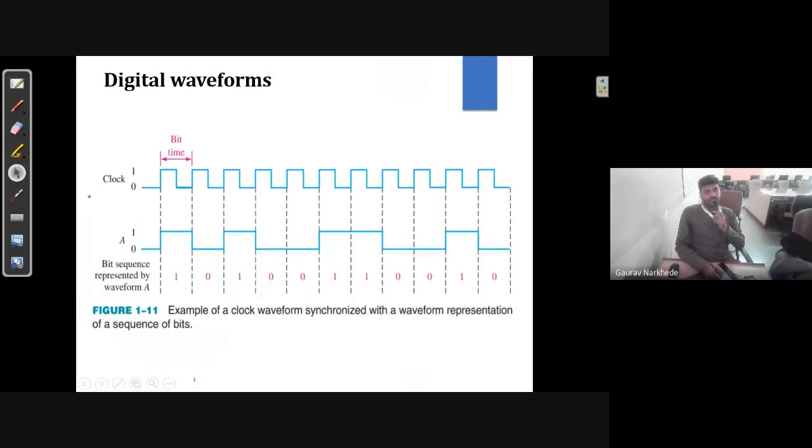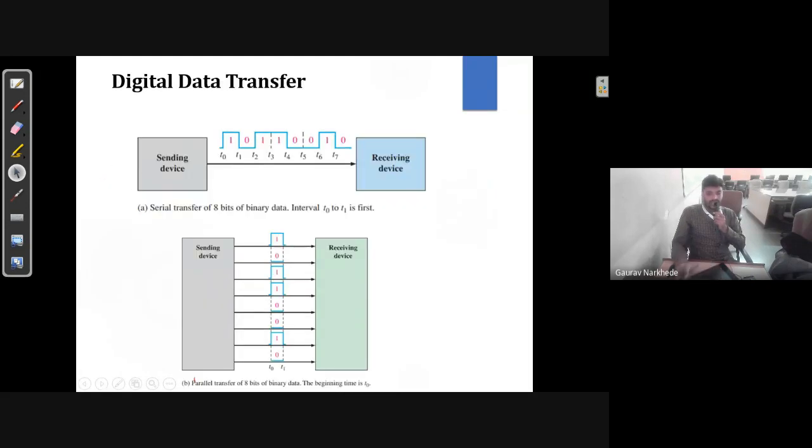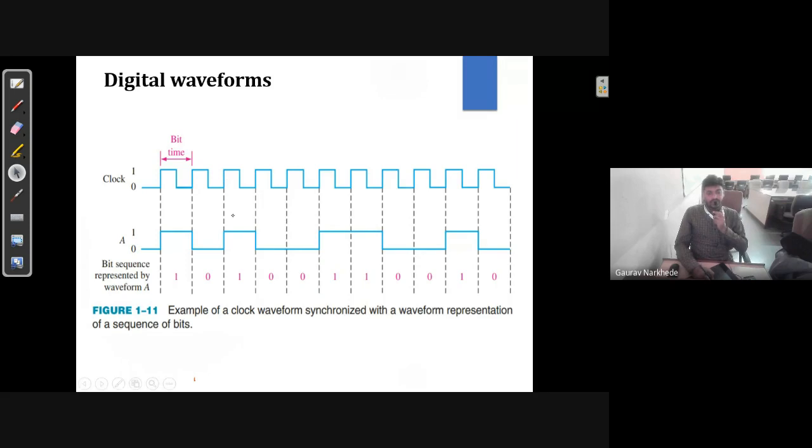So this kind of waveform is called a digital waveform. A square wave we typically call a clock signal. Now what are the uses of a clock signal? I will tell you later. The clock signal has some frequency, or we can say time period. The time period of one cycle is called bit time. What do we call it? Bit time.